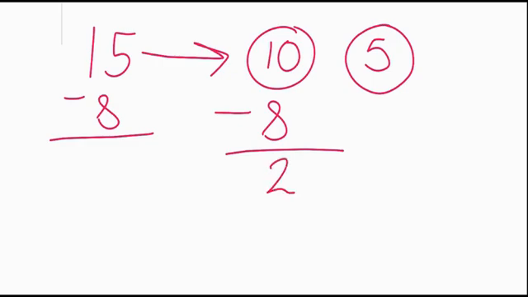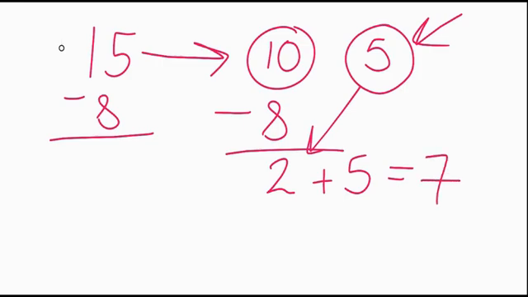So now you've got 2, but you still have this 5 right here. You still have that 5 left over. So then what you're going to have to do is add these two. 2 plus 5. Now again, counting on from 5, 2 places would be 5, 6, 7. So 2 plus 5 is 7, which means that our answer is 15 minus 8 equals 7.